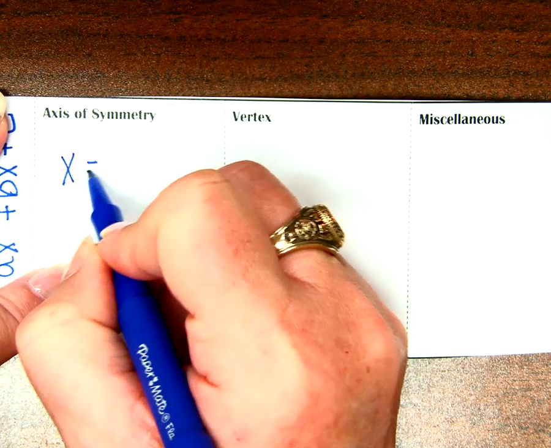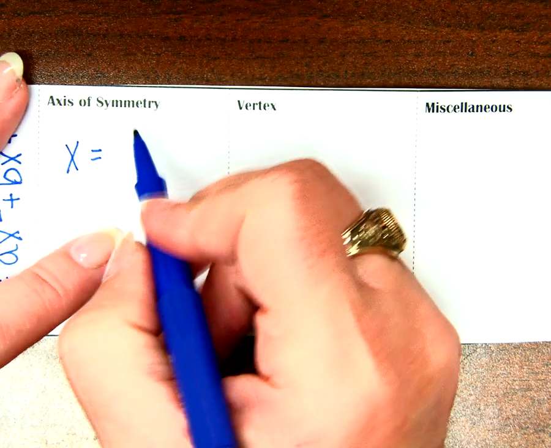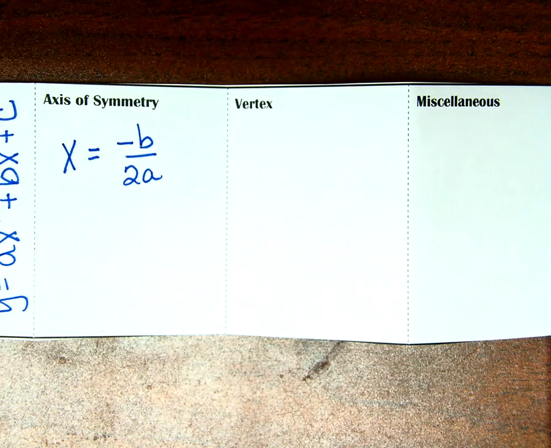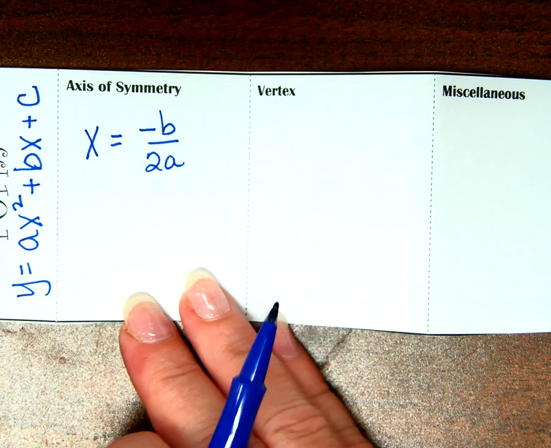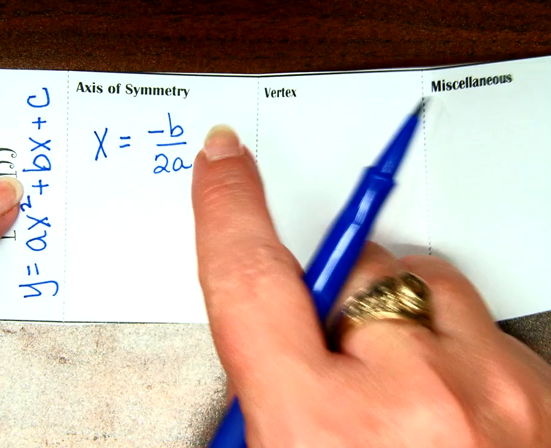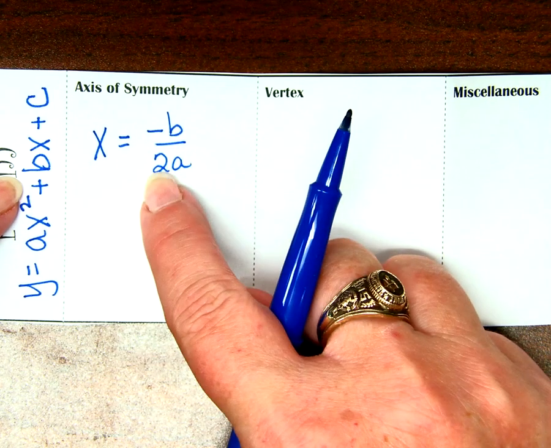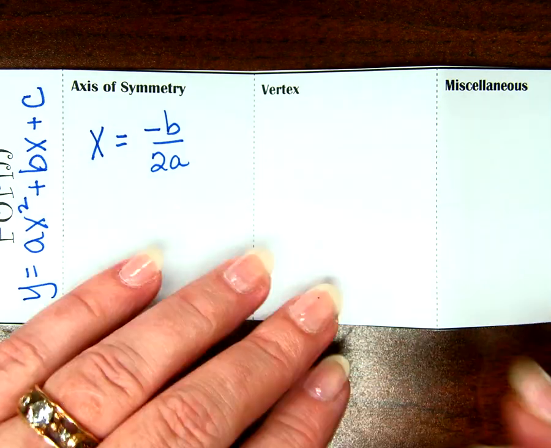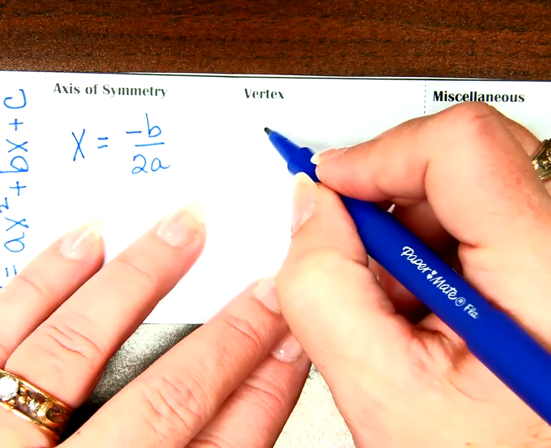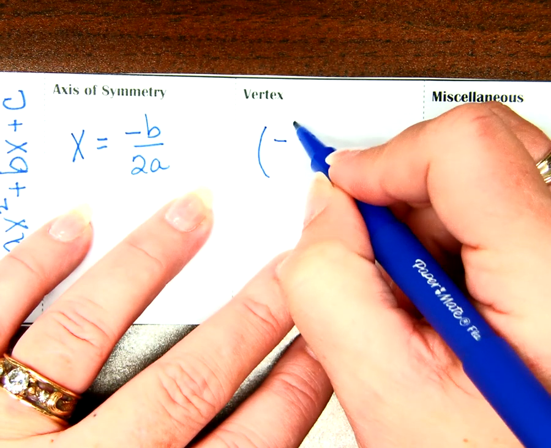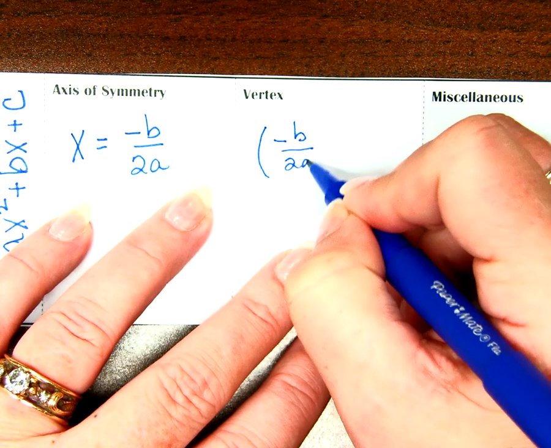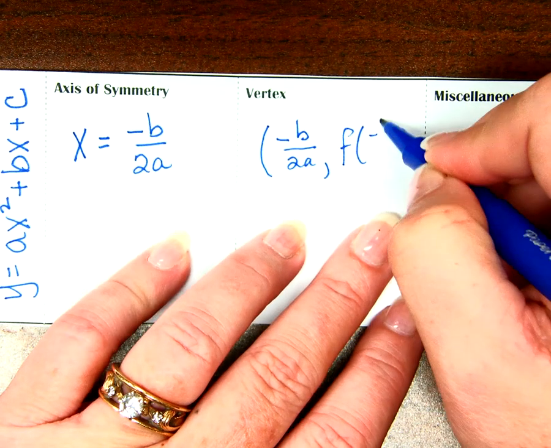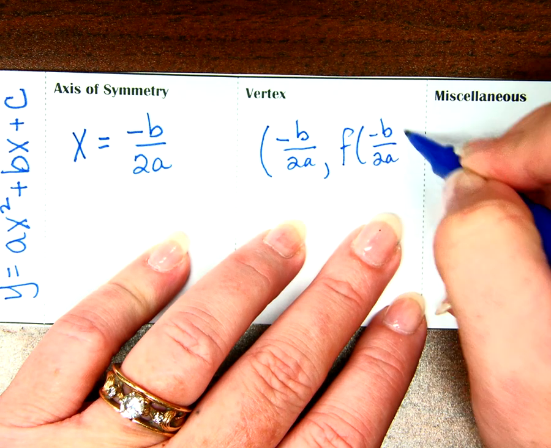Axis of symmetry for standard form is going to look like negative b over 2a. That's just finding out the b value, writing the opposite of it, dividing it by 2 times the a value. Does that seem difficult? Well, it's not, so good. The vertex in standard form is negative b over 2a, comma, f of negative b over 2a.